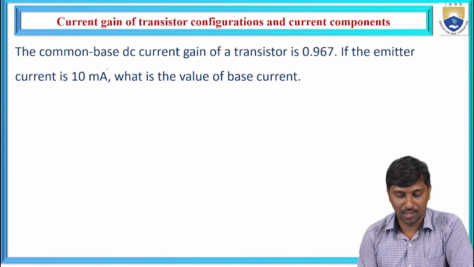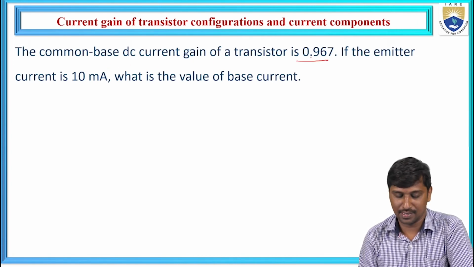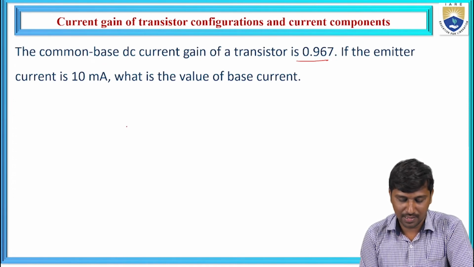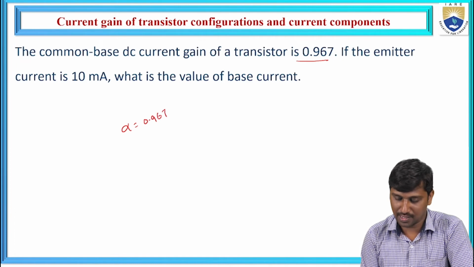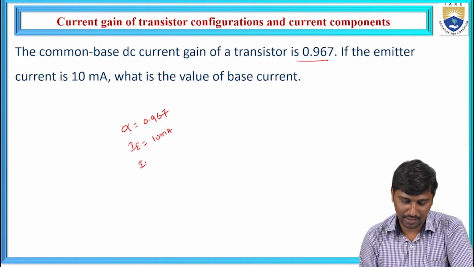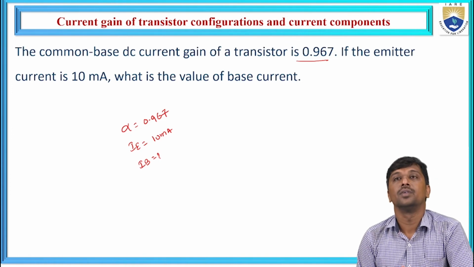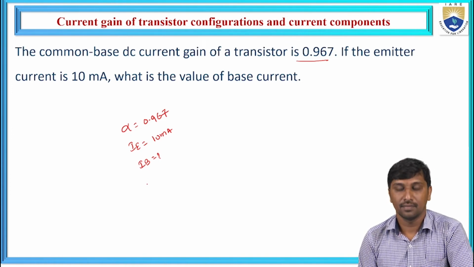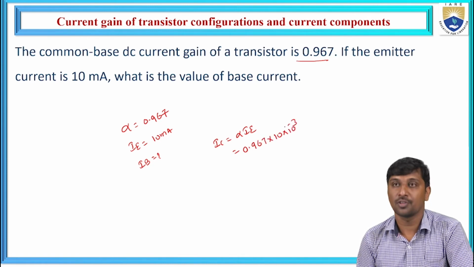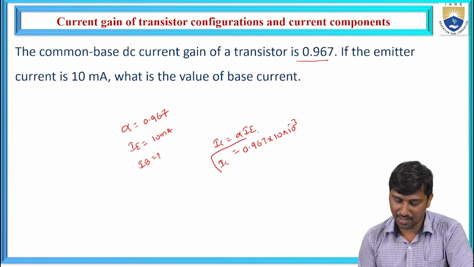So the next question: the common base DC current gain of a transistor is 0.967, that is the alpha value they have given, and the emitter current IE is 10 milliamperes. Now we need to calculate the base current. To find this base current, first we need to find the collector current. IC is equal to alpha times IE. So alpha value is 0.967, IE is 10 milliamps, means 10 into 10 to the power of minus 3. Then it gives the IC value.